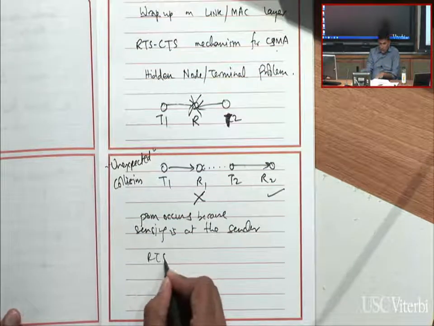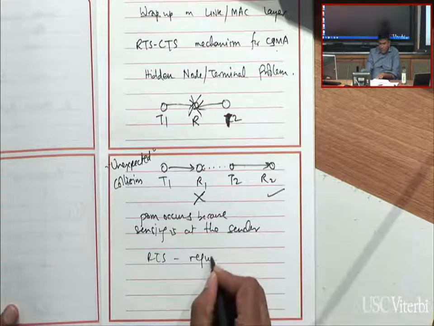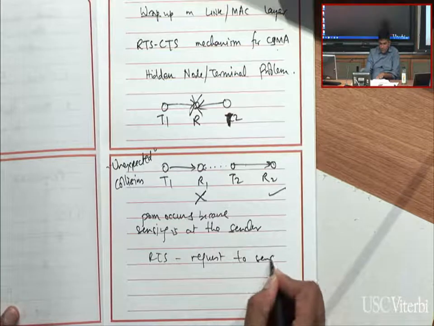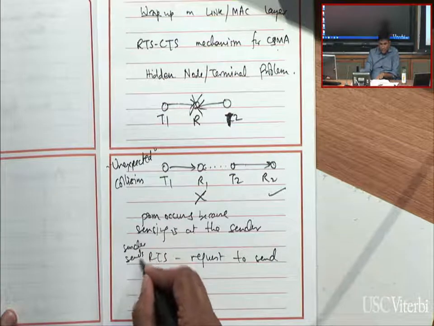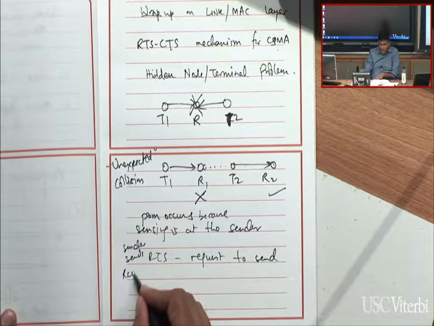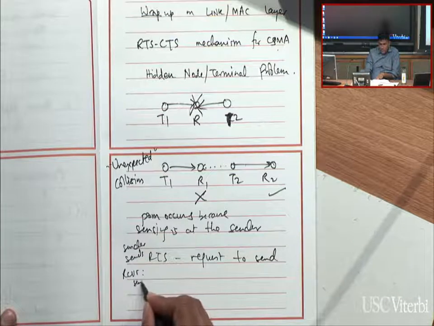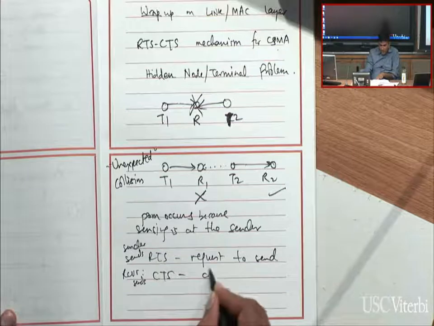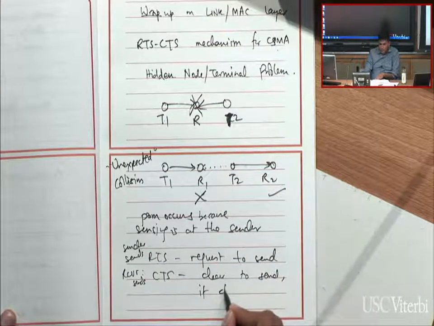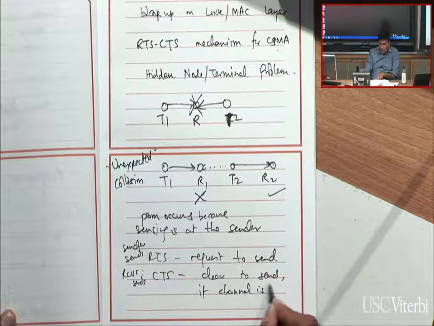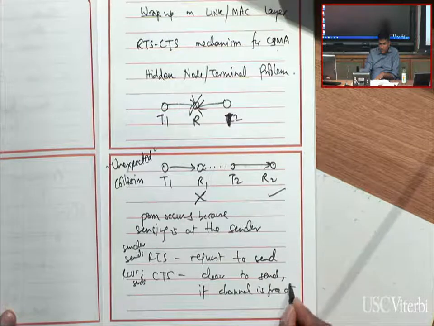So RTS is a request to send that the sender sends, and then the receiver will send a clear to send, CTS, if the channel is free at the receiver.